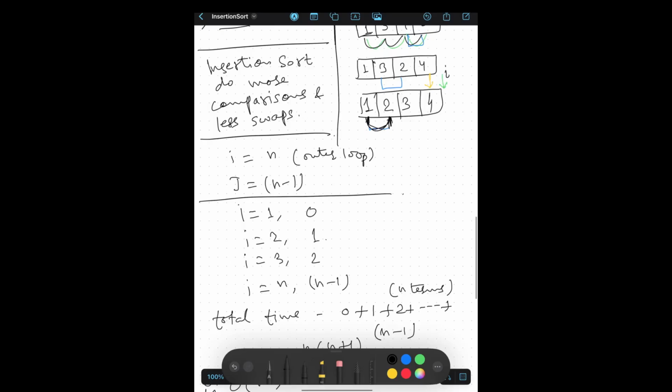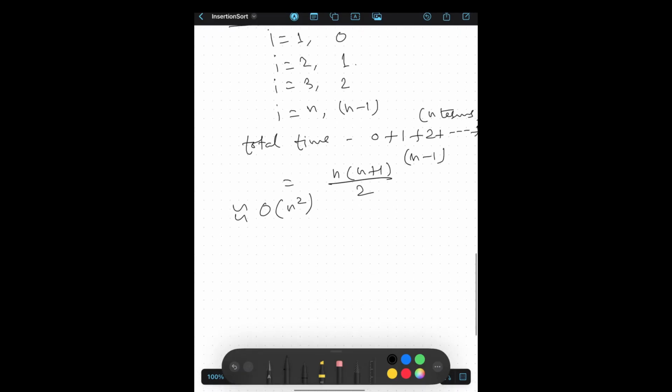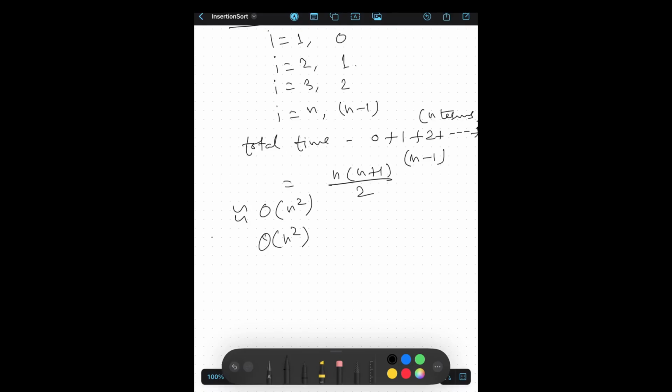So this was a very high level visualization for the insertion sort and how much time insertion sort takes. So the worst case time complexity is n to the power 2. Okay. We are going to do a more formal analysis of the algorithm in our next lecture.